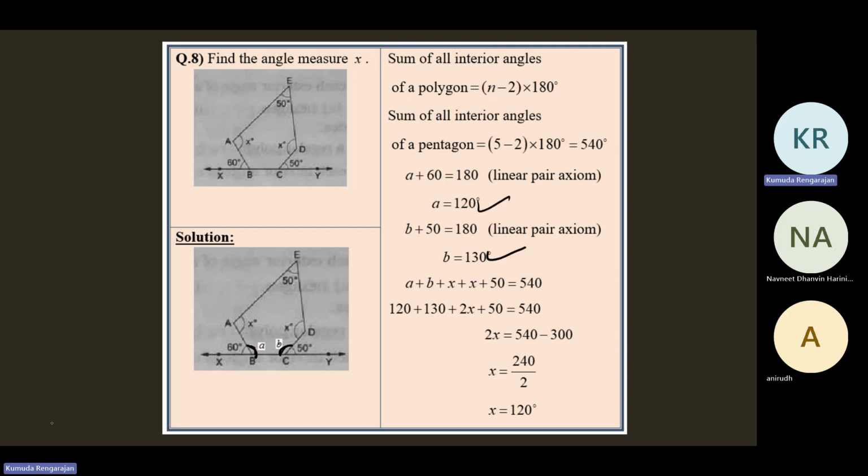Now the equation, the sum of the 5 angles. Angle A is X. Angle B is A, which is 120. Angle C is B, which is 130. Angle D is X. Angle E is 50. The sum of these 5 angles is equal to 540. You can see that's what I've written here.